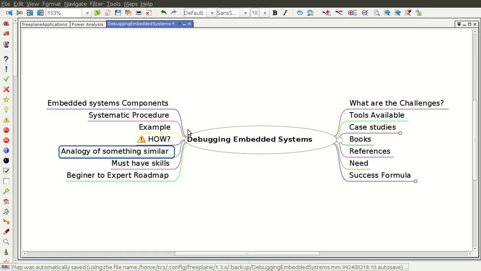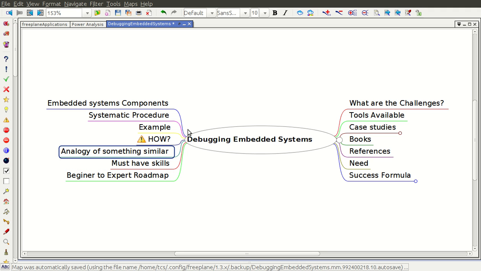Maybe an analogy of a car, driving or something, and take it very systematically, because systems have very much in common with other systems. And it will help us understand and give a very good feel of how to debug it. What are the must-have skills? And if I want to chart out a beginner to expert roadmap, how would that be?